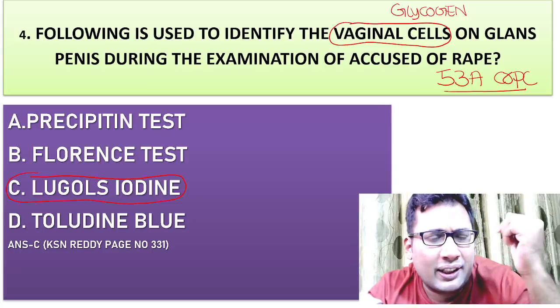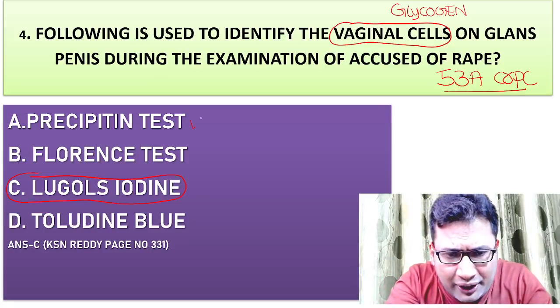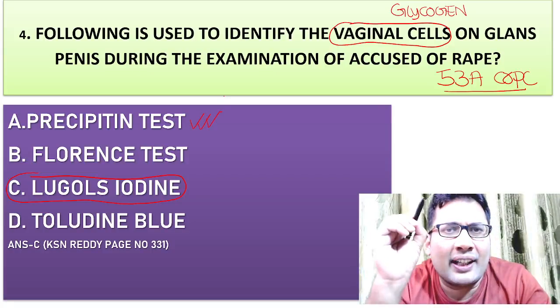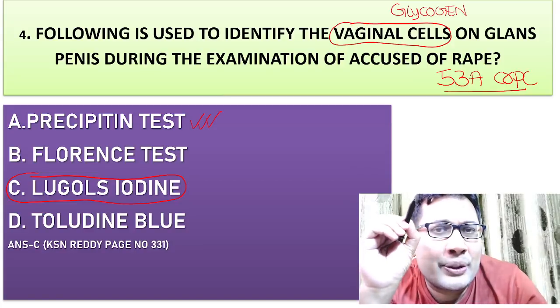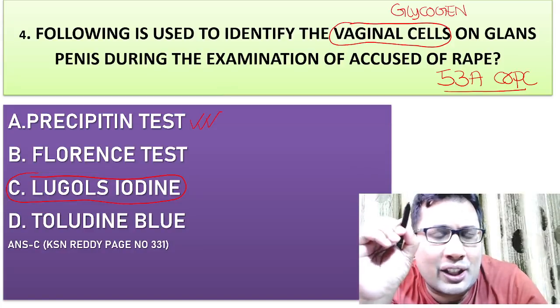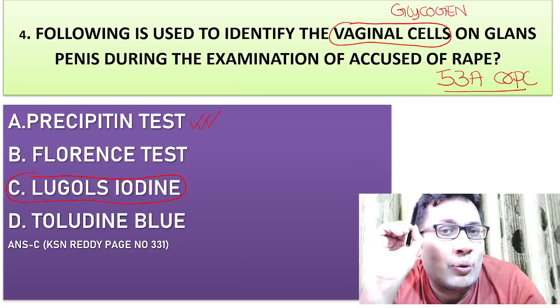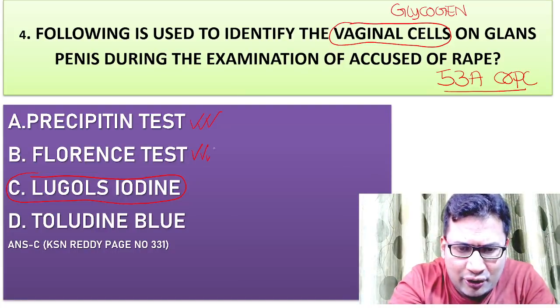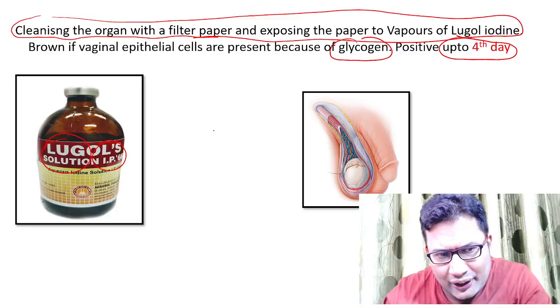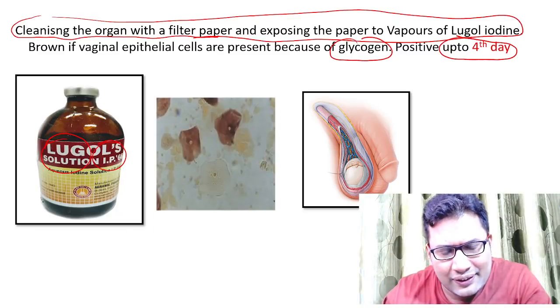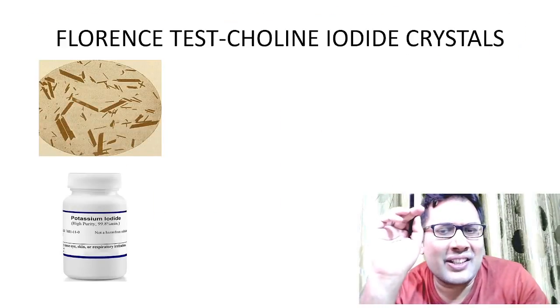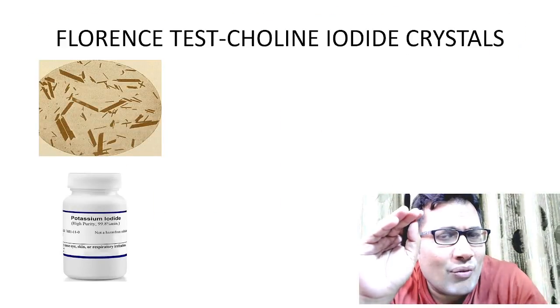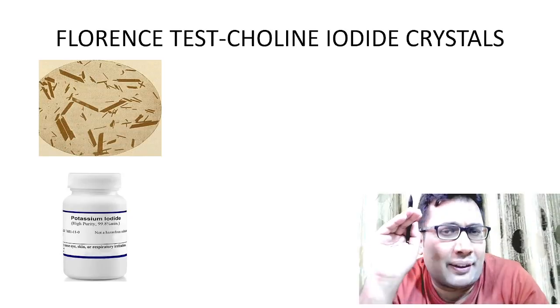What is the precipitin test? The precipitin test is used for species identification. Again, it is asked in one of the exams. What is the Florence test? The Florence test is a test for the seminal stain.